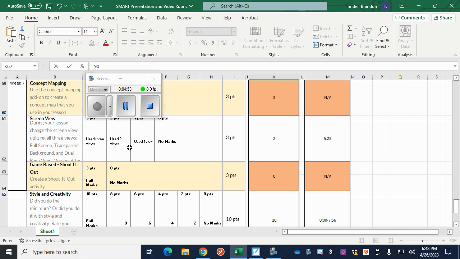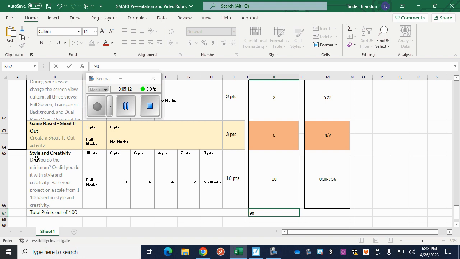I did do the full screen. That was done throughout most of the presentation in dual. Page view, I did that whenever I split the page to see both the notebook and the CK12 biography at 5 minutes 23 seconds. Game-based activity, did not do that.